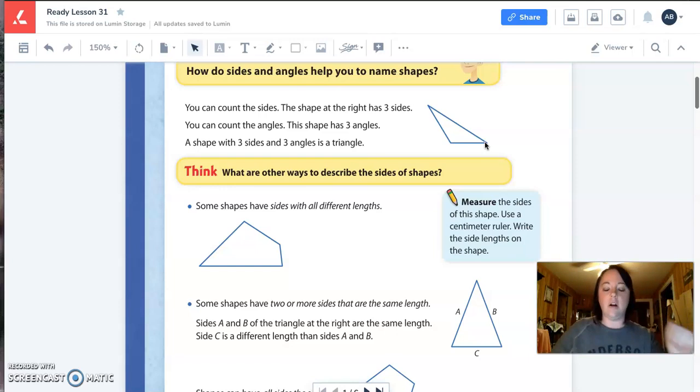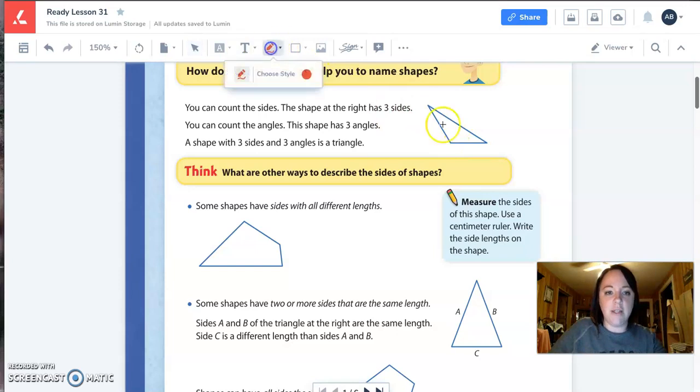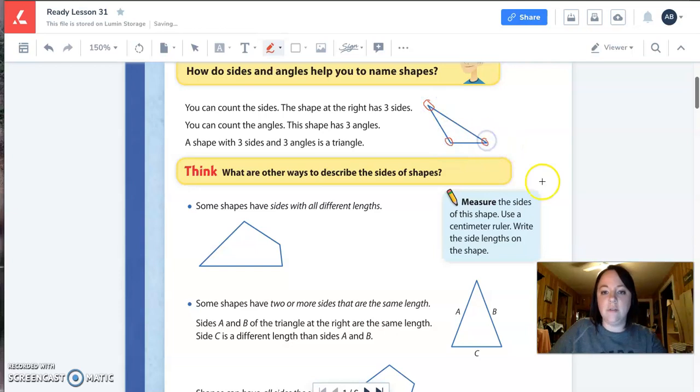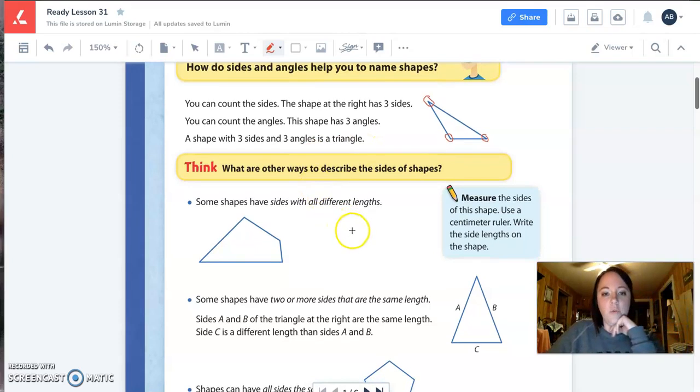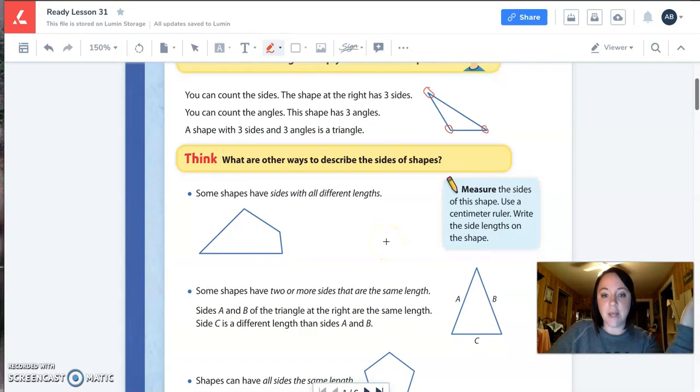So if you look at our shape, and I will draw on it so you can see, there's a corner here, 1, 2, 3 angles. So we know that there are 3 angles. A shape with 3 sides and 3 angles is called a triangle. Okay, think, what are other ways we can describe sides of shapes?